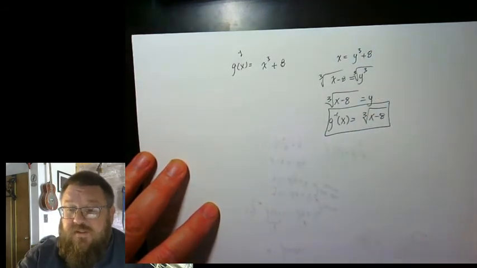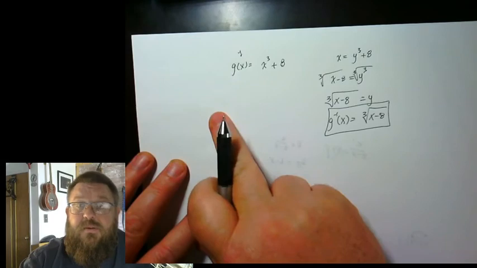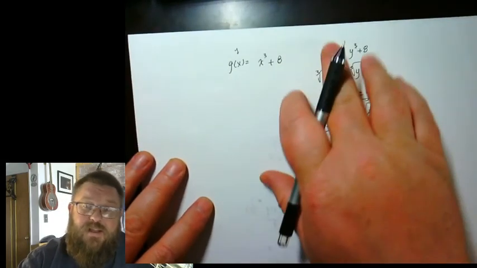Doesn't mean it's always easy to do, but the idea is pretty straightforward. All you got to do, swap the x and the y, the input and the output, solve for the new y, rewrite it, boom, you're done.